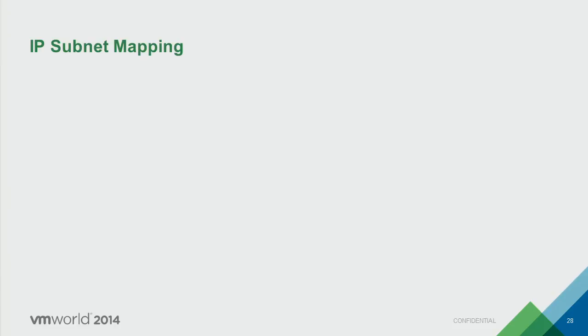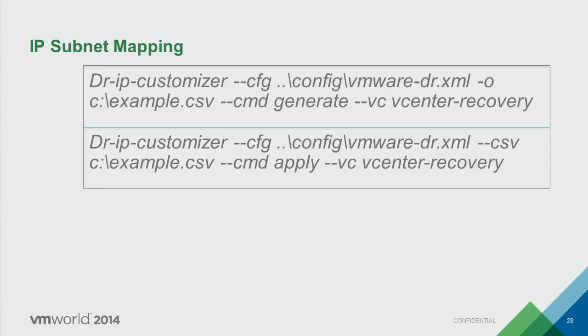For those of you who've had to customize your IP addresses on failover, people were pretty happy that we have these tools to do it. You can go through the UI, customize your VMs one by one, which is great when you've got 1,500 VMs that you need to customize on failover.